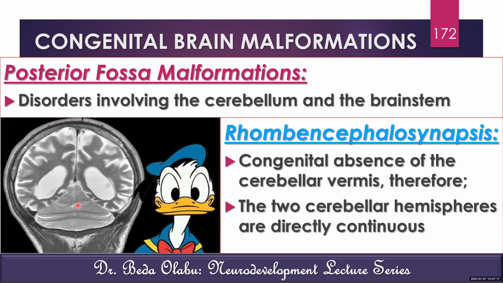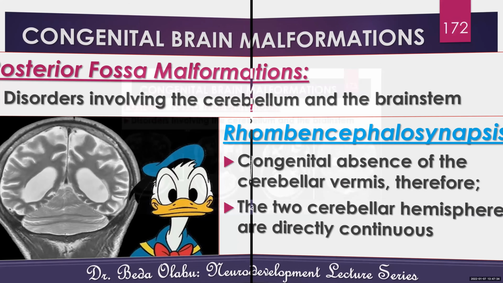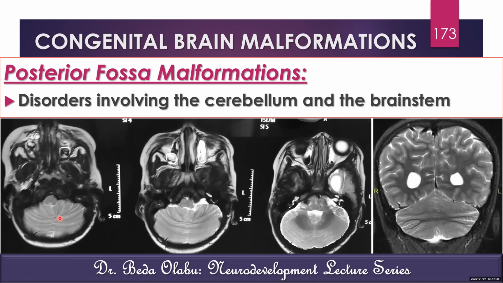This is a bit different from where the vermis is not there and the two hemispheres are not fused. So in this one, the vermis is absent, and the right and left hemispheres are fused. We call that rhombencephalosynapsis. These are still images of rhombencephalosynapsis.